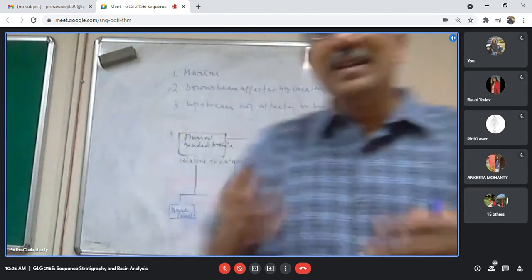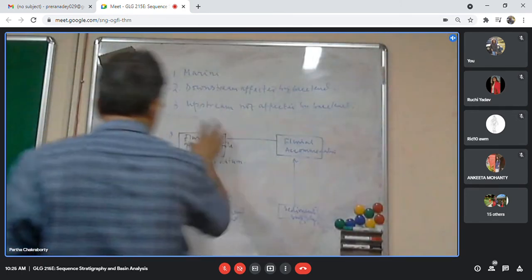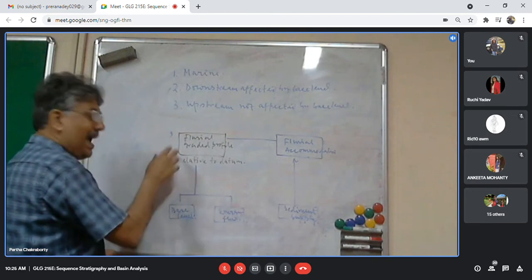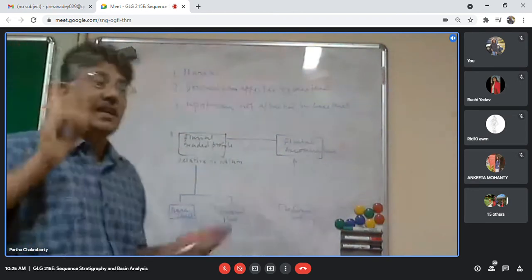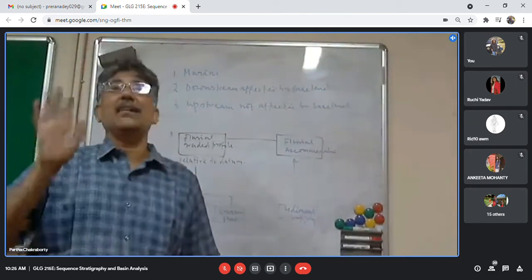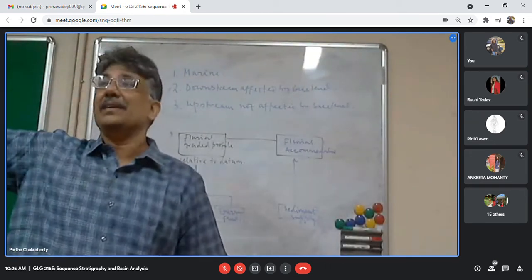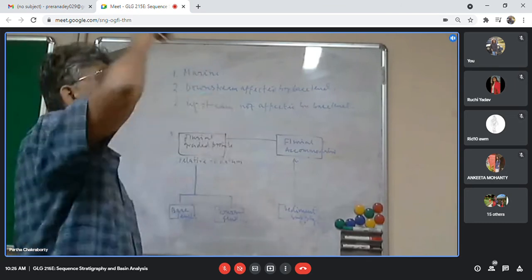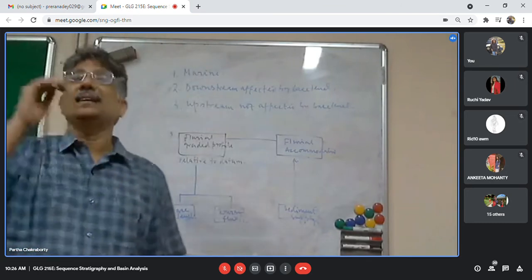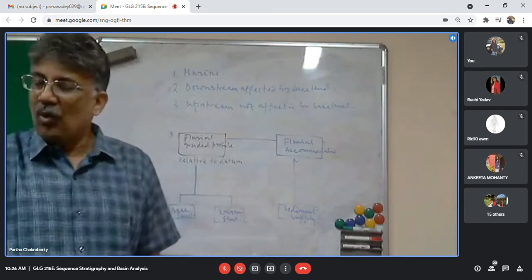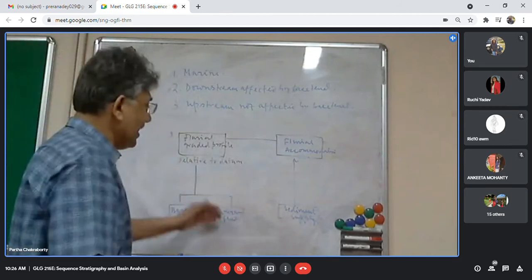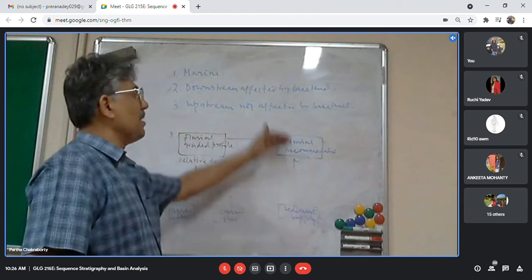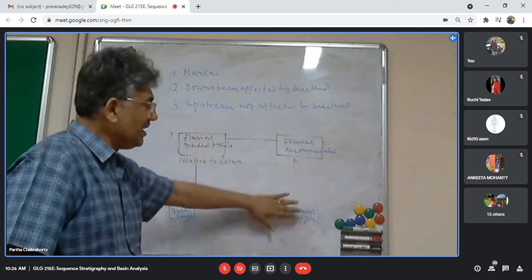So that graded profile will be actually controlled by the base level and the energy flux, that is the river discharge. Here what is the energy flux? Here energy flux is not wave or current. Here the energy flux is the sediment supply, the water discharge, that is the energy flux here. And then the total sediment supply and the accommodation that it will be generating, that will be balanced.